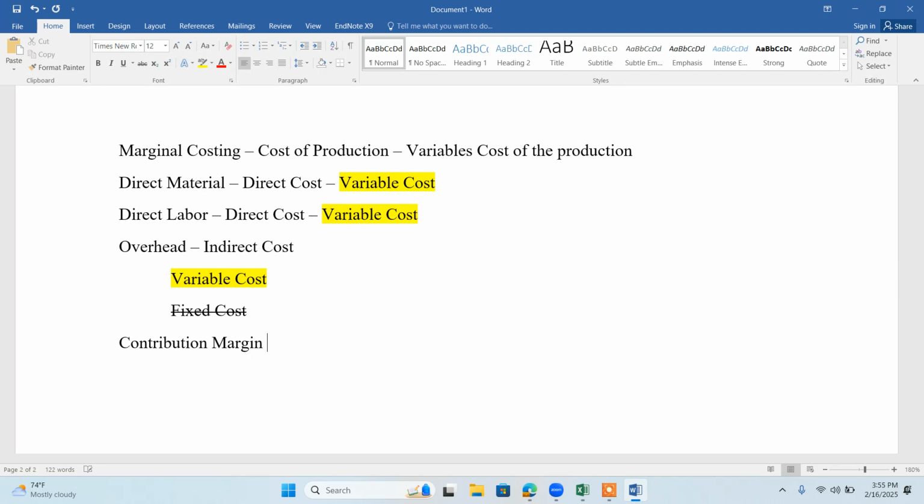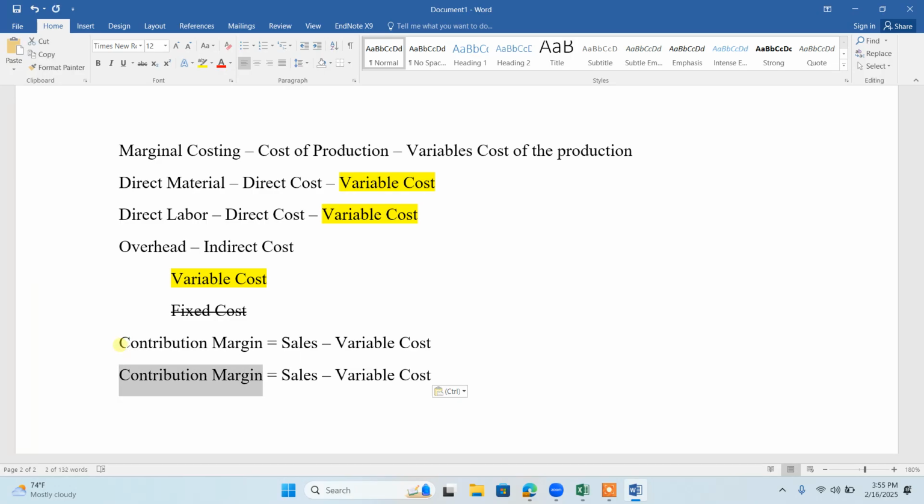Contribution margin means sales minus variable cost. I cannot call this one the profit. Why? The reason is that I am not considering the fixed cost. I am only considering the variable cost.